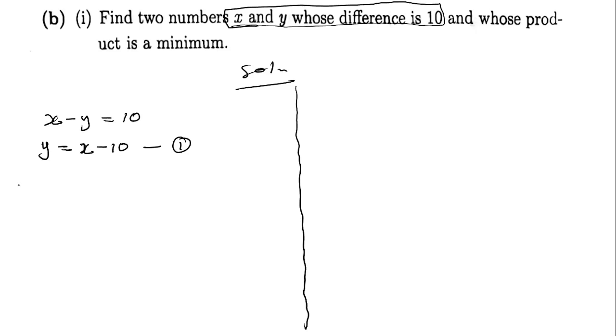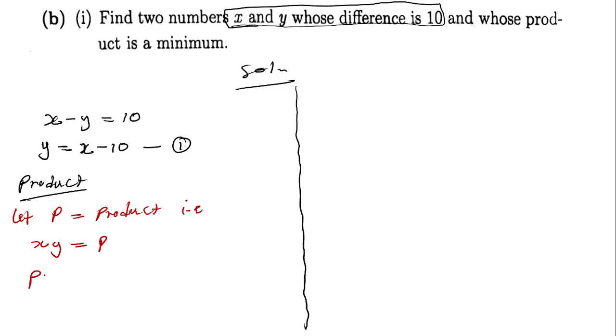Now let me look at the product. I can simply say let P be equal to the product, such that x times y is equal to the product P. From here, I'll say P is equal to xy. This is our equation 2.